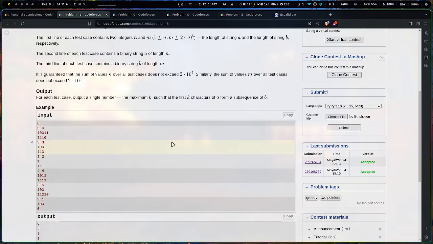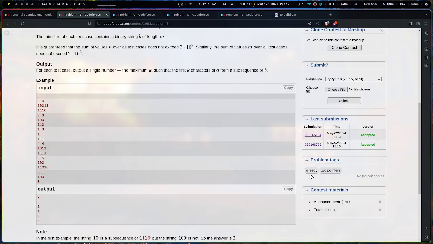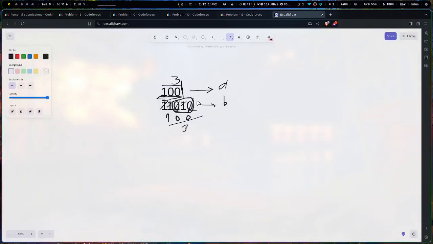Now how should we approach this? These two tags are perfect to define this question. We need to apply greedy approach and two pointer approach. Now we will understand how this approach came. We know one thing that we cannot jump here to here because we need to find prefix.